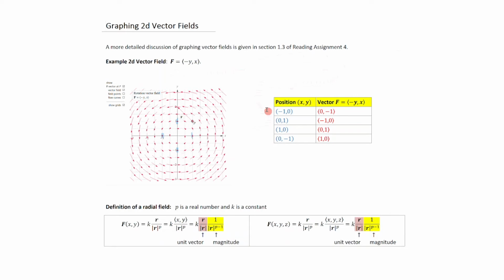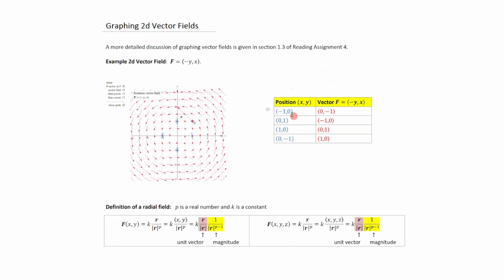So (-1, 0) would represent this position. (0, 1) would represent this position. (1, 0) this one, and (0, -1). So at this position, for instance, here, what we need to do is plug these values into this to describe what the vector looks like at that point.